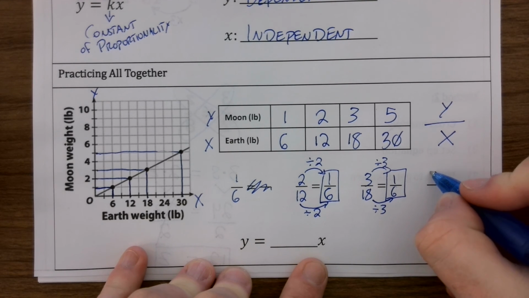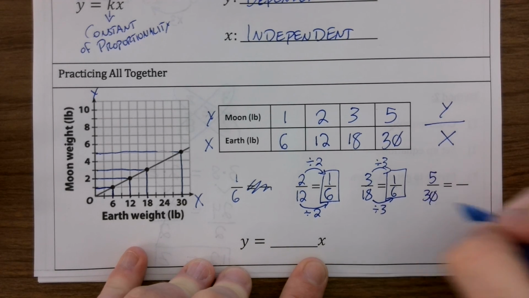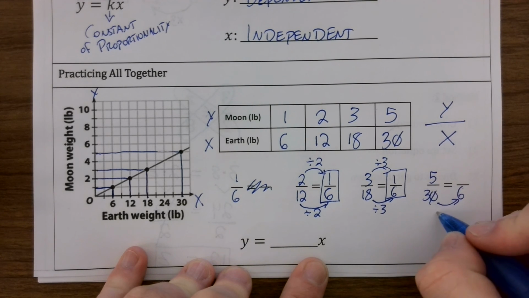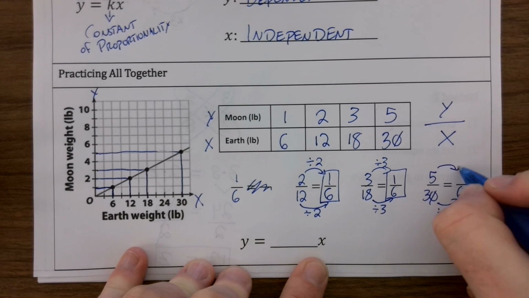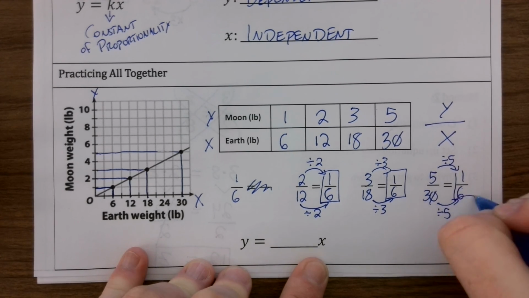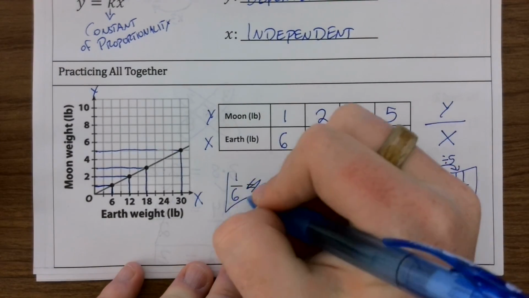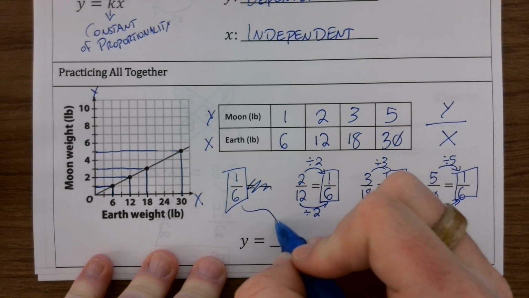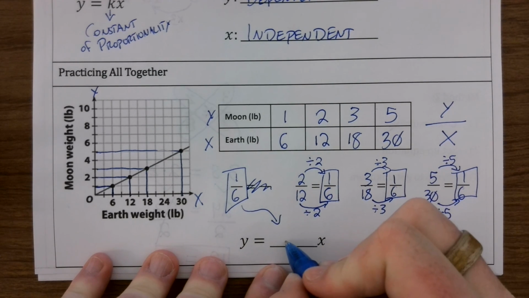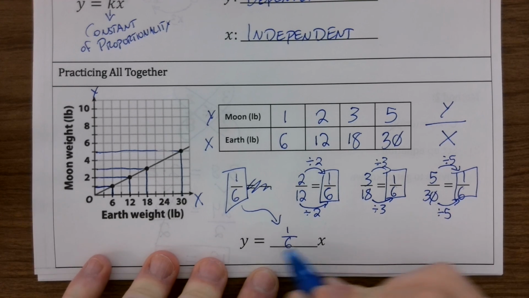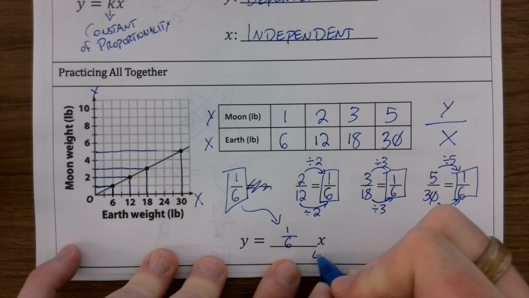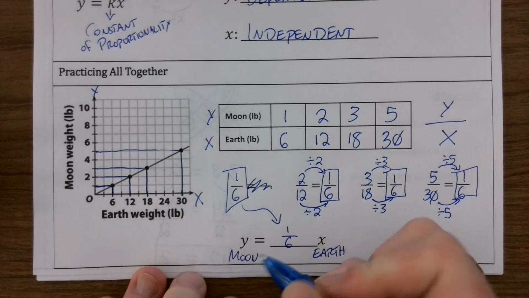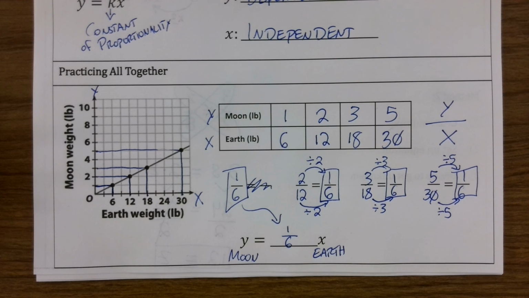Lastly, we have 5 and 30. And I want to see if I can turn this last one into 6. 30 divided by 5 equals 6. 5 divided by 5 equals 1. Here's our constant proportionality, 1/6. Because this is the number that shows up there, this is our constant proportionality, which goes here. Y equals 1/6x. So the earth weight times 1/6 will give us the moon's weight. All right, move on to practice. Let me know if you have questions.